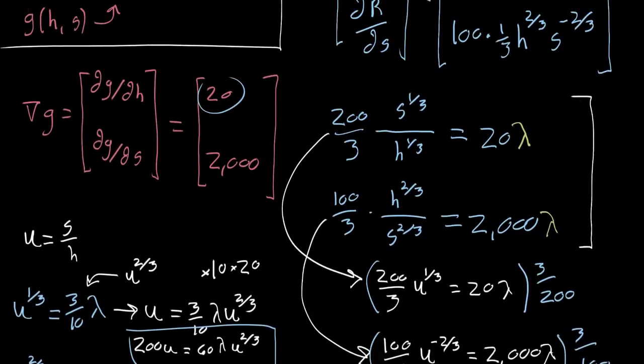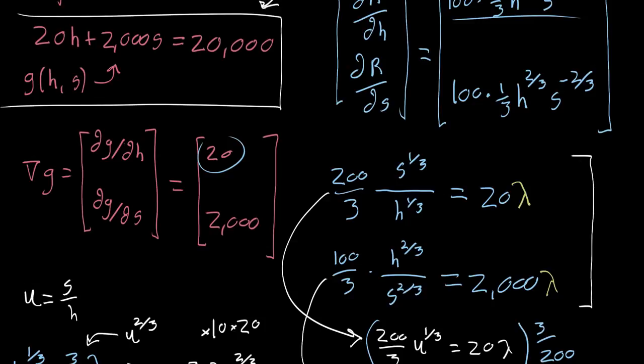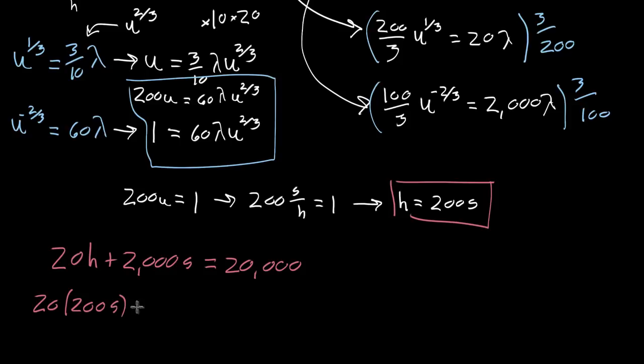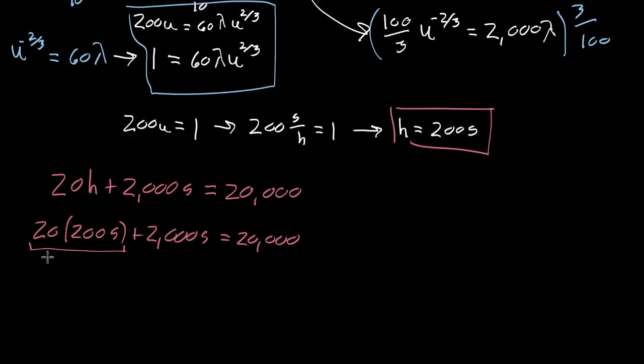And now what we apply that to is the constraint, 20 times H plus 2,000 times S equals our budget. I'll go ahead and write that down again, that 20 times the hours of labor plus $2,000 per ton of steel is equal to our budget of $20,000. And now we can just substitute in. Instead of H, I'm going to write 200S. So that's 20 times 200S, plus 2,000 times S is equal to 20,000. And now 20 times 200 is equal to 4,000. And I'm just going to go ahead and write, so this here is 4,000 S. So the entire left side of the equation simplifies to 6,000.